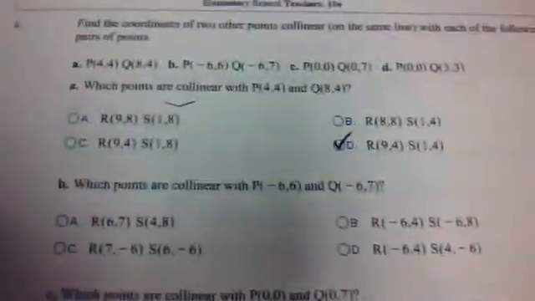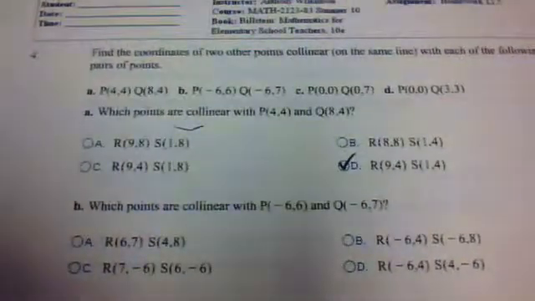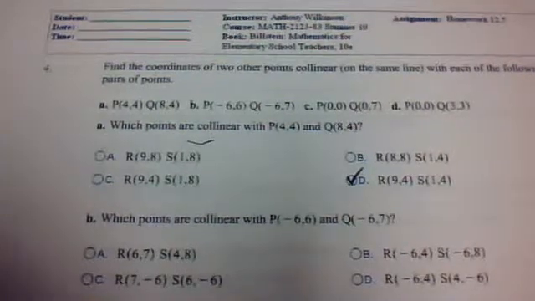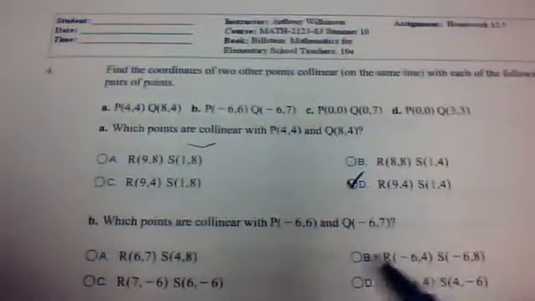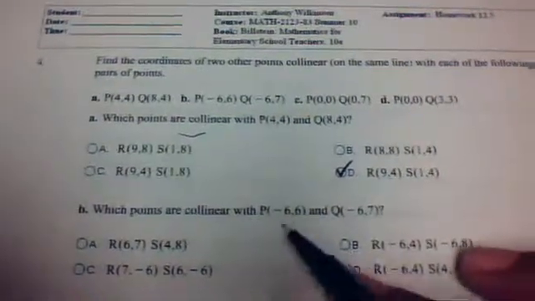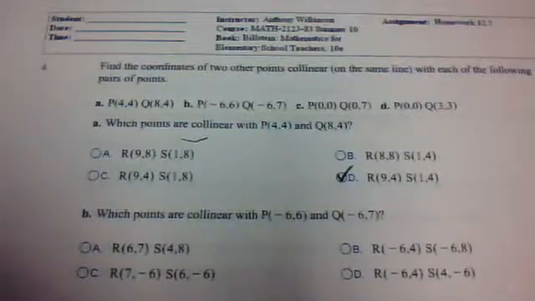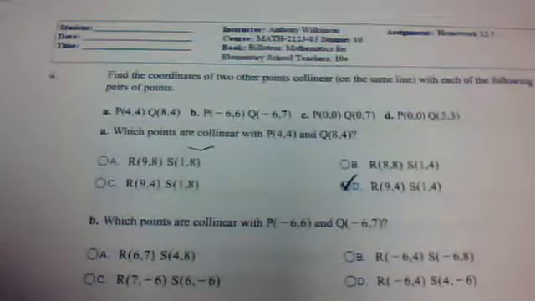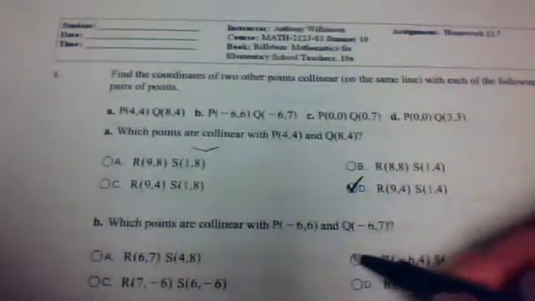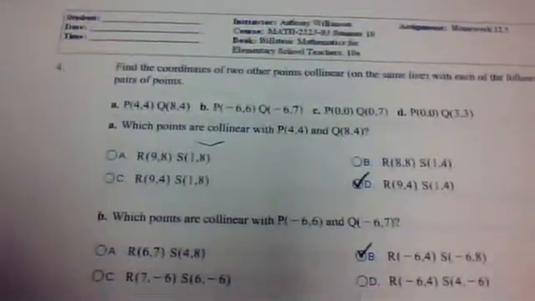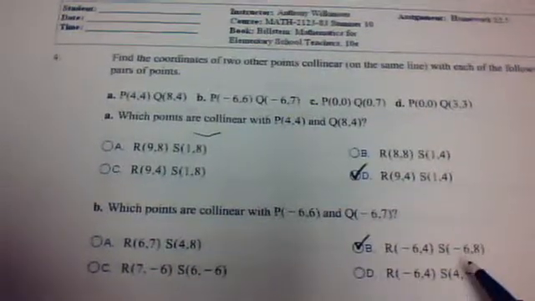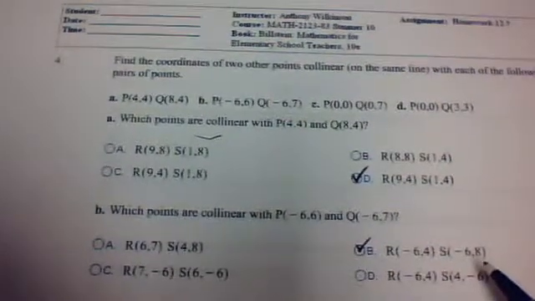All right, now part B says, which points are collinear with P, which is negative 6, 6, and Q, which is negative 6, 7. Notice that the x coordinates are the same. They're both negative 6, so you want to pick the ordered pairs with the x coordinate both being negative 6. In this case, it'll end up being B, because R has negative 6, 4, and S also has negative 6 with 8.